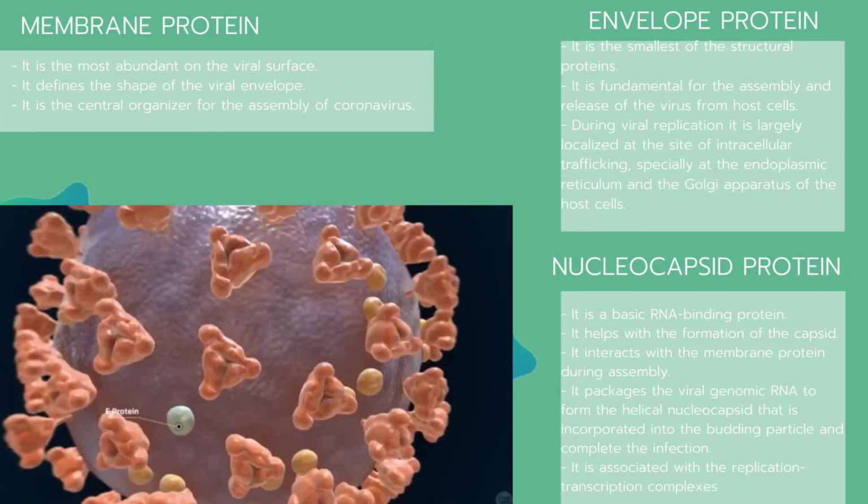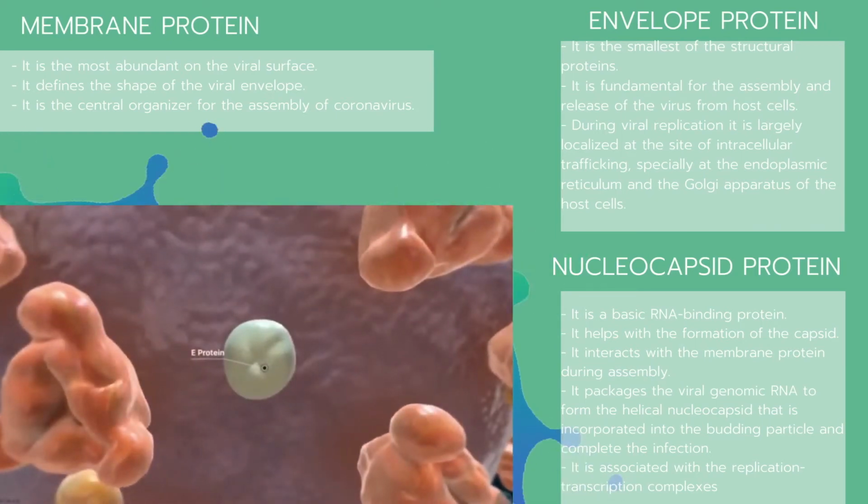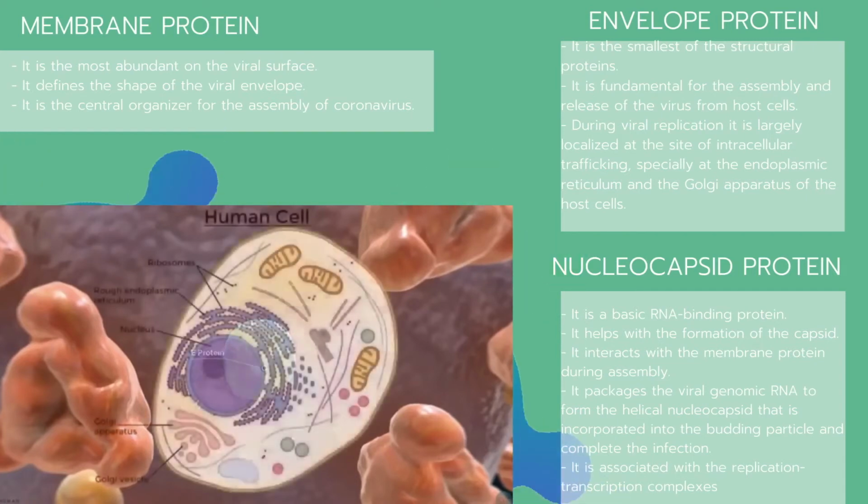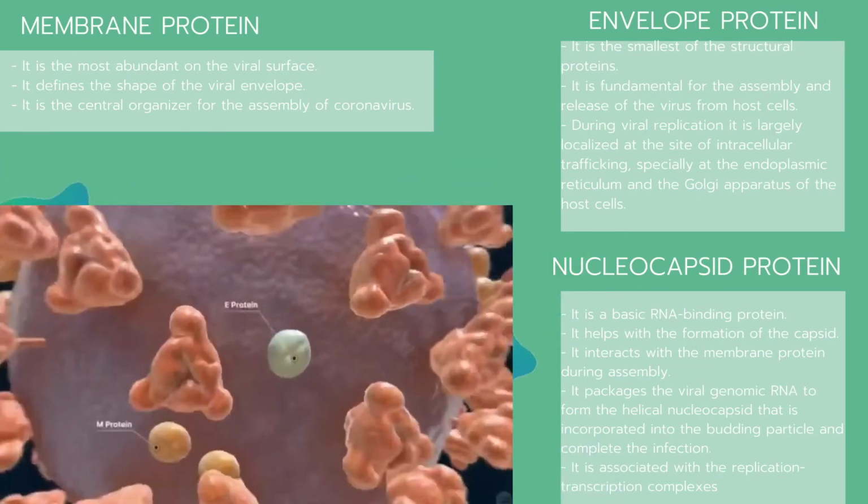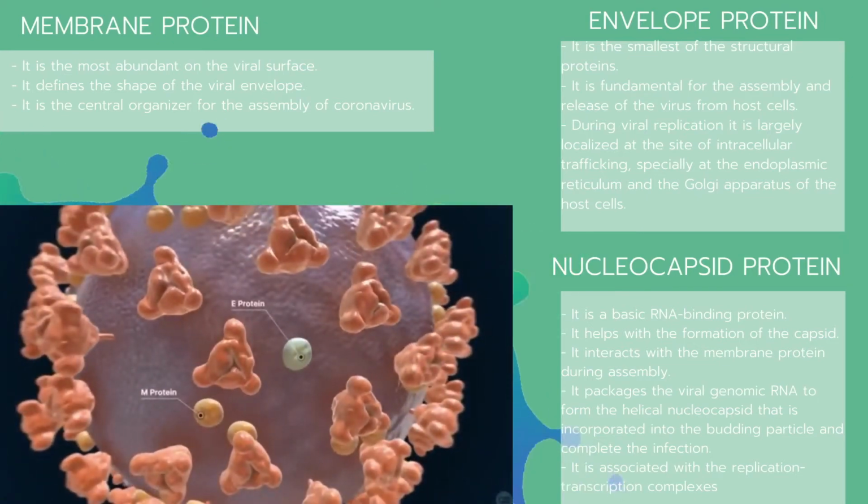The envelope protein is the smallest one of the structural proteins. It is fundamental for the assembly and release of the virus from host cells, and during replication it is largely localized at the site of the intracellular trafficking, especially at the endoplasmic reticulum and the Golgi apparatus of the host cells.